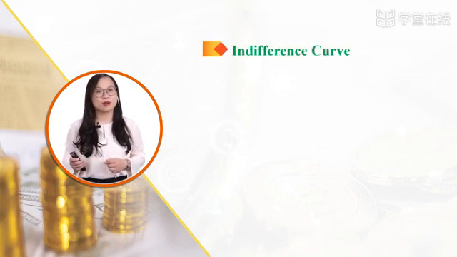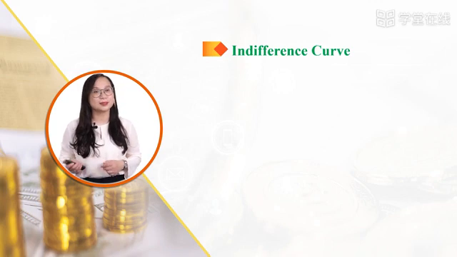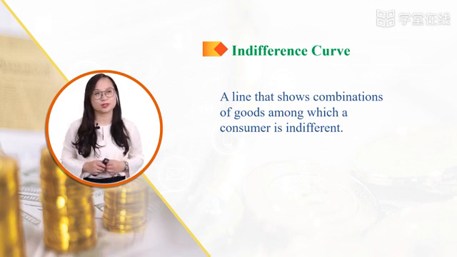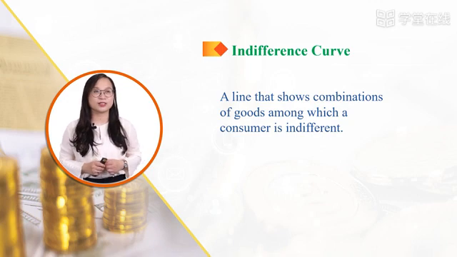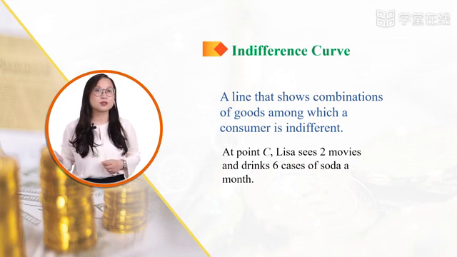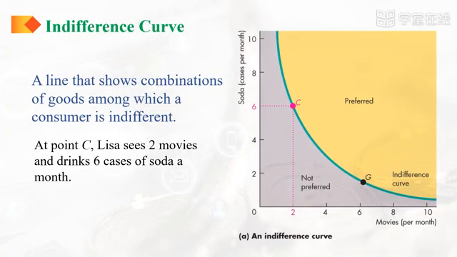In this session, we can now first represent Lisa's preference as a map. An indifference curve is a line that shows combinations of goods among which a consumer is indifferent. The figure illustrates Lisa's indifference curve. At point C, Lisa sees 2 movies and drinks 6 cases of soda. Moreover, Lisa can sort all possible combinations of goods into 3 groups: preferred to point C, not preferred to point C, and just as good as point C. These are preferred combinations in the yellow highlighted area, and not preferred combinations in the gray area in the graph.